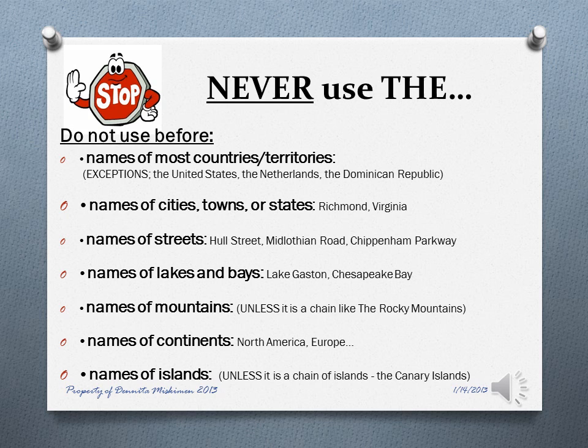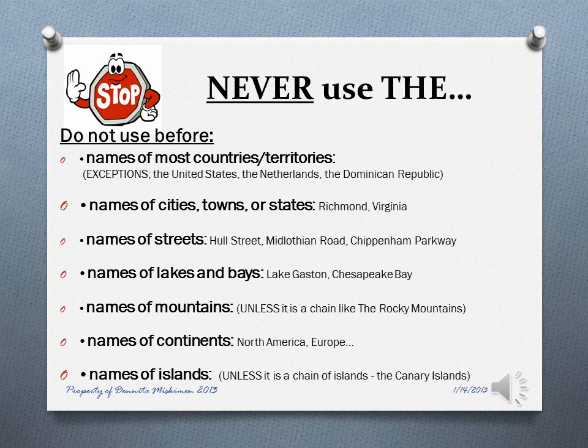Let's review the first rule. Never use the article the when you're naming most countries. Let me give you an example of that. Let's say, for instance, I'm going to Mexico this summer. I would not say to you, I am going to the Mexico this summer. That sounds ridiculous. Instead, what we do is we simply drop the and say, I'm going to Mexico this summer.